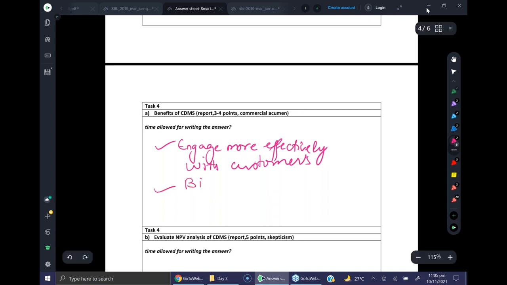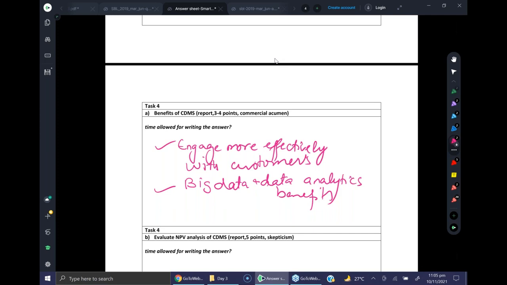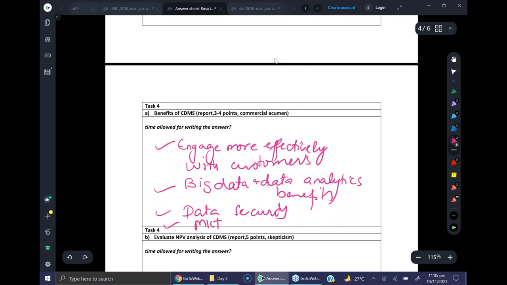Then we can get the benefits of big data and data analytics, if we have a sophisticated system which has proper information and analysis can be done through it. It can help with more data security. It can help with a more effective marketing plus sales strategy.